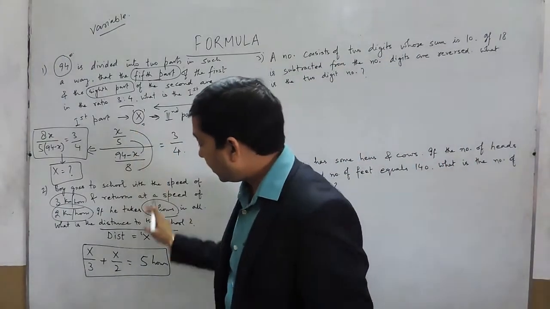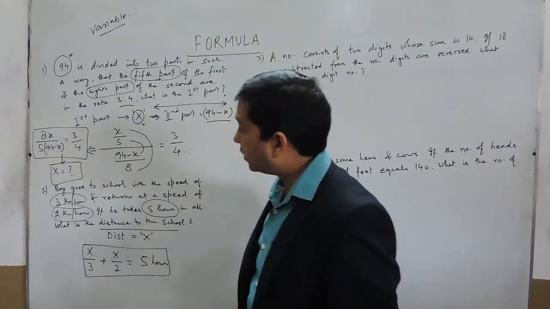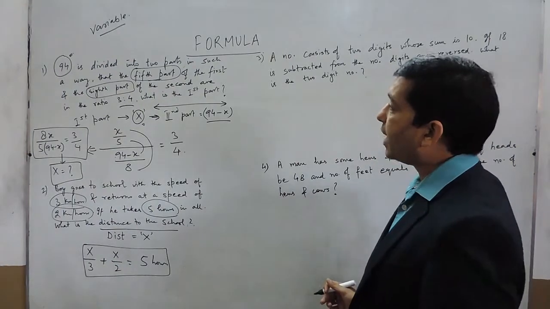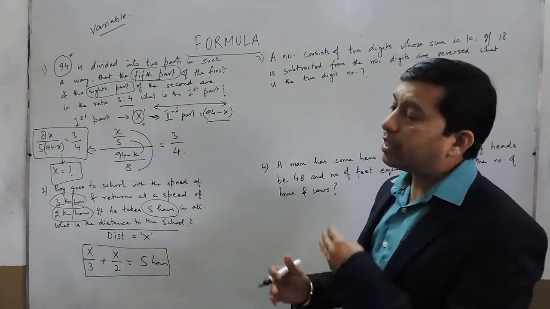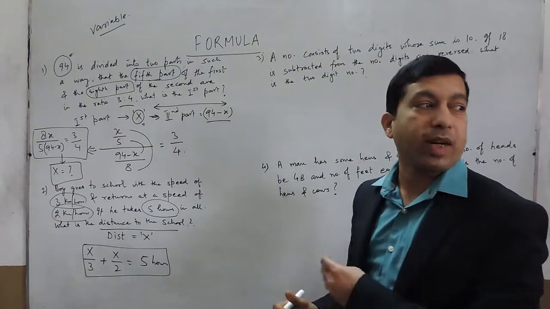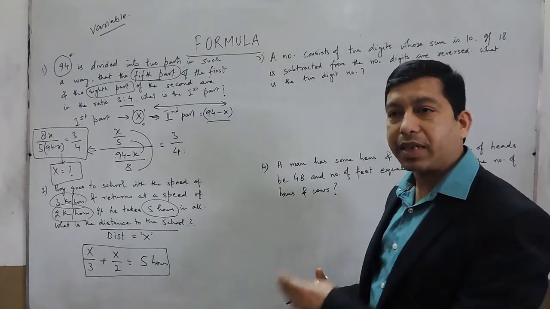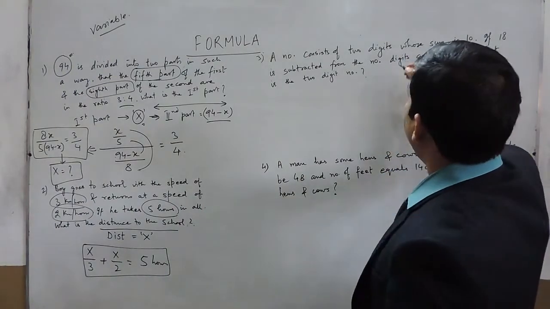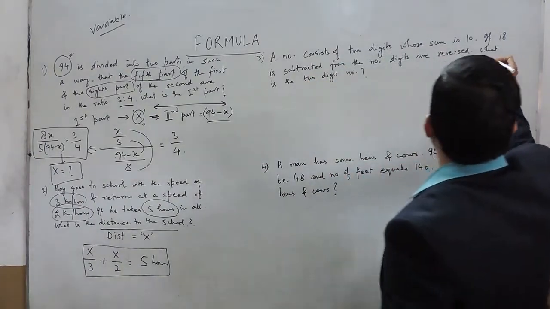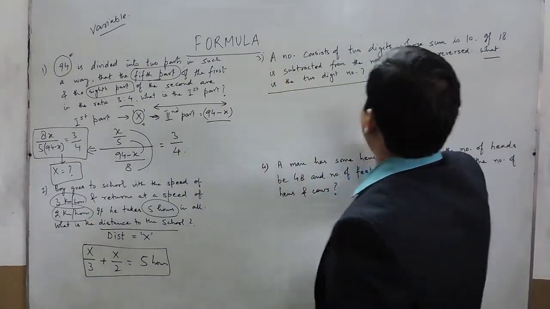Now, when I am saying these two questions, they have only one variable, that is x. At times in a question, we need more than one variable, maybe 2 variables, 3 variables, and so on. Here, we are to find out the 2-digit number.